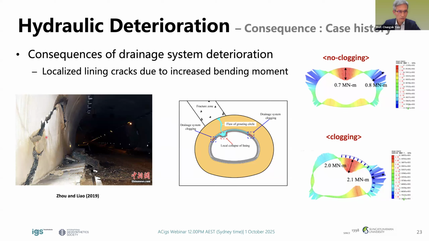Lining failure, as you can see here. Okay? So this clearly shows that the hydraulic deterioration by clogging is a serious issue, as it can compromise the structural safety.